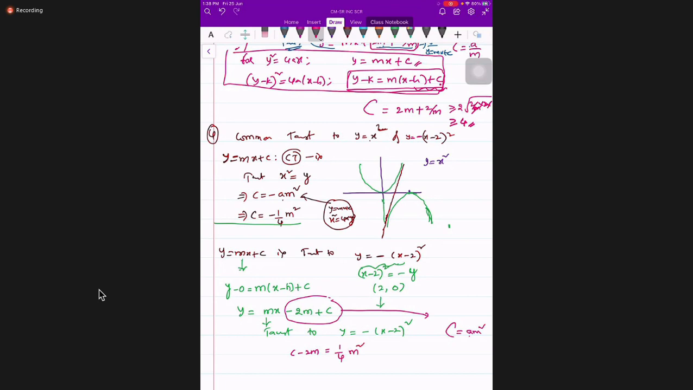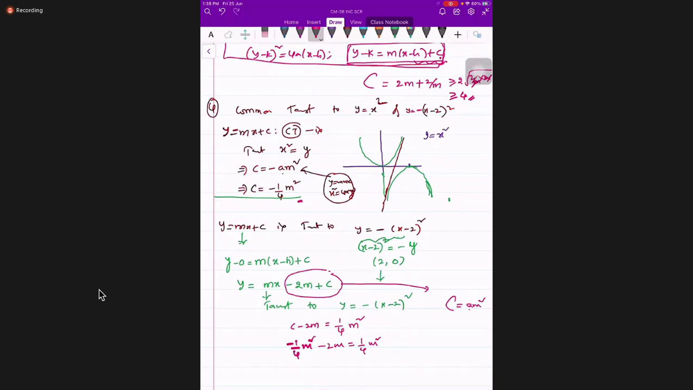Got it, all of you? Now, what is c? Above you know. c is minus 1 by 4 m square. Minus 1 by 4 m square minus 2m is 1 by 4 m square. Then you can shift the terms to one side. Minus 2m equal to plus 1 by 2 m square. m equal to 0 or 4. There we got it already. That is the x-axis only. Then another value of m is 4. Now this is your common tangent, so you can substitute and you'll get the answer.